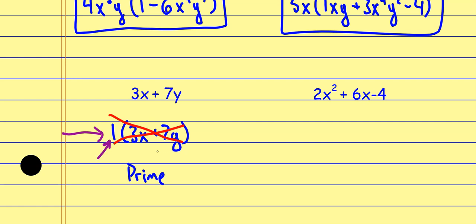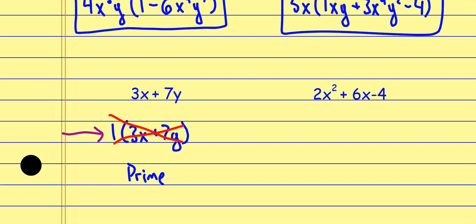Here's 1. Here's the same expression we had. Okay? And that's why it's called prime. It's just like a prime number. But there are situations in which we will have to factor out something, even if it's just a 1. All right? So recognize that. Even if it's prime, you can still factor out a 1.